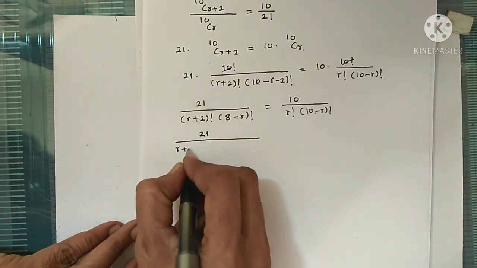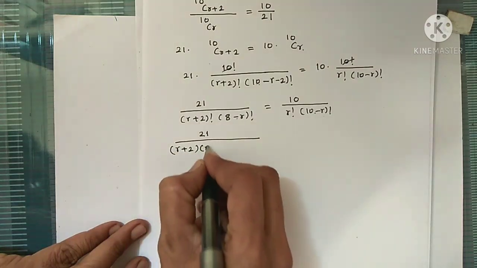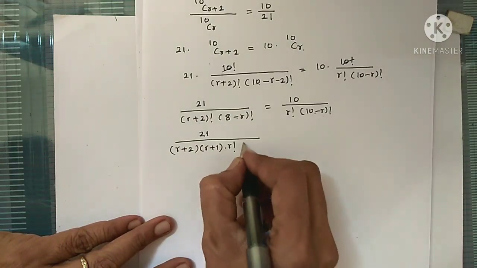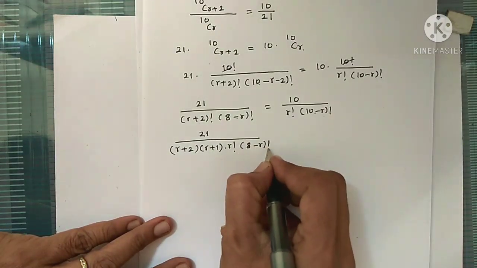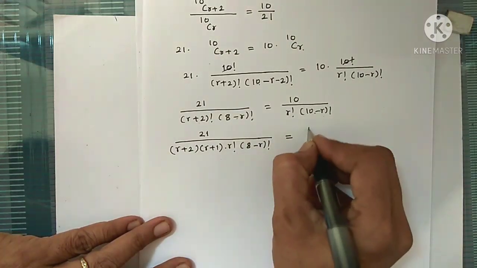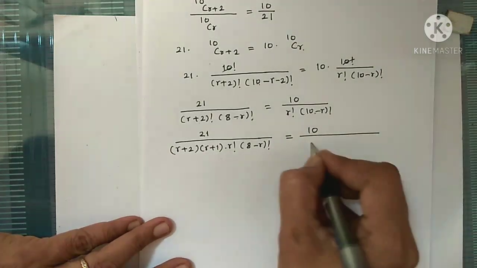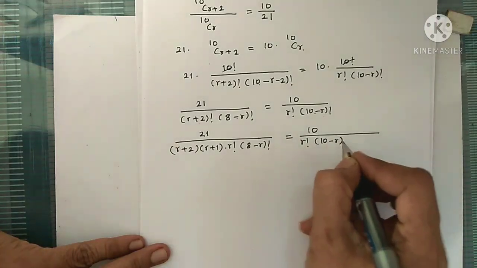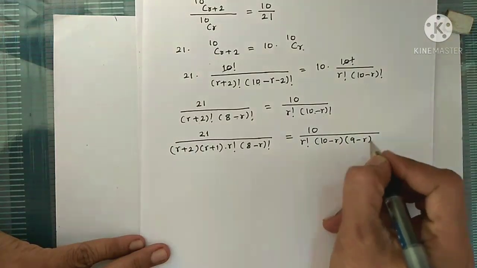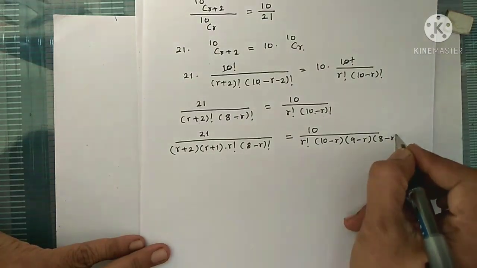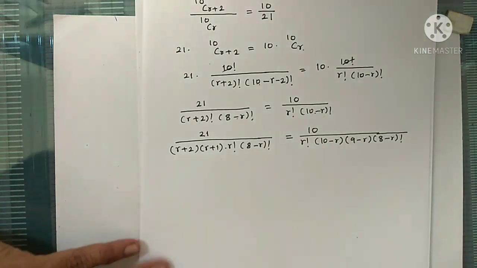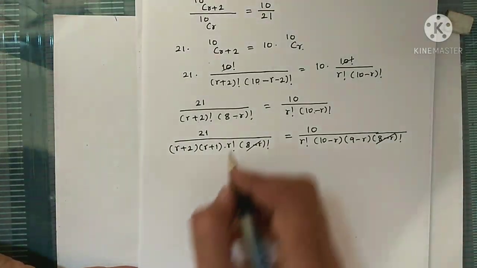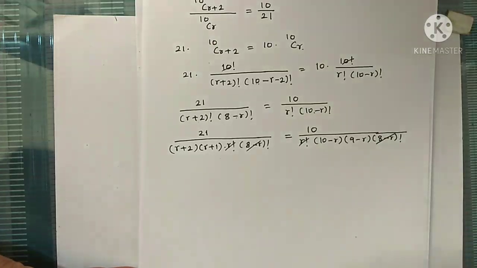So this is r plus 2. Next one is r plus 1. Again subtracting 1, we get r factorial. This 8 minus r factorial as it is. 10 divided by r factorial. Then this is 10 minus r, subtracting 1, we have 9 minus r. Again subtracting 1, it becomes now 8 minus r factorial. So this 8 minus r factorial gets cancelled, and r factorial also gets cancelled.